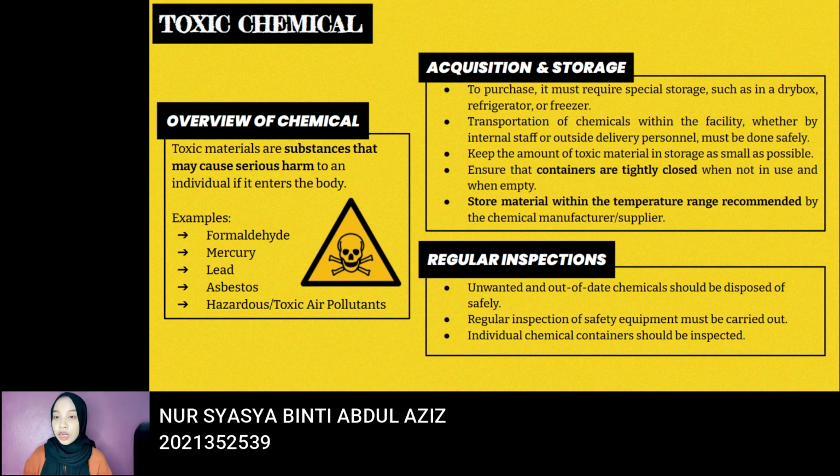For regular inspection, first, unwanted and out-of-date chemicals should be disposed of safely. Second, regular inspection of safety equipment such as eye washers and safety showers must be carried out. And the last one is that individual chemical containers should be inspected to ensure they are not leaking or damaged in any way.